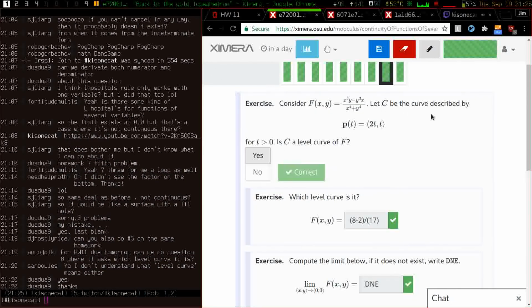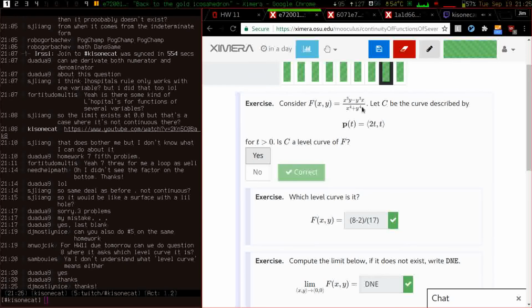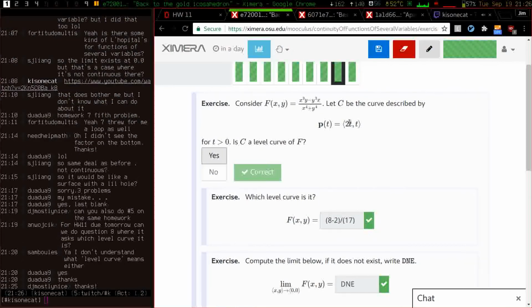Consider F. Let C be the curve defined by that. Oh, great. Yeah, so I check to see if it's a level curve. And I can check to see that it's a level curve just because points on this curve have the form 2t, t, and then I plug them into this equation, and I verify that it always gives me the same output value. Yeah, that means that it's a level curve. Now it's asking which level curve is it, and what it's really asking is that when you're sitting on this curve, the image of P of t, what are the outputs of F?